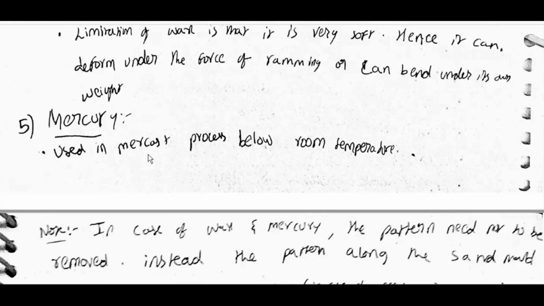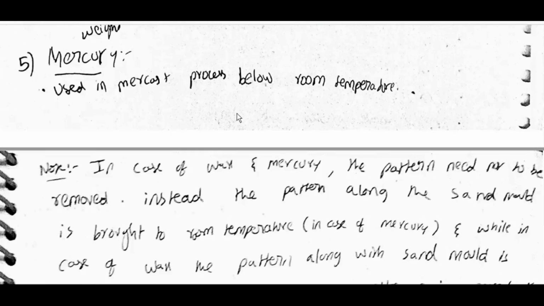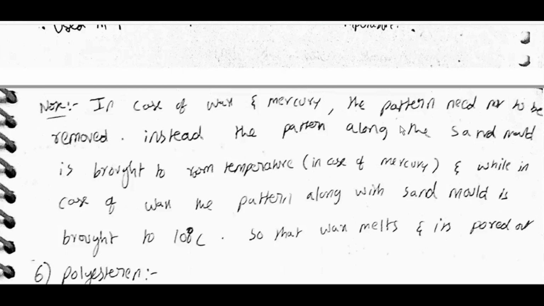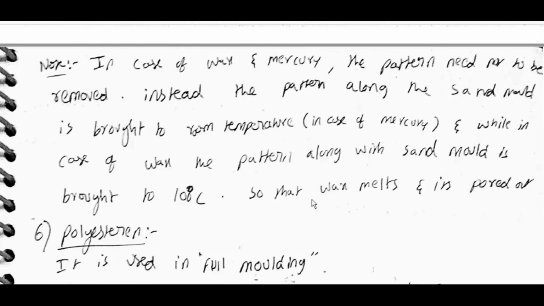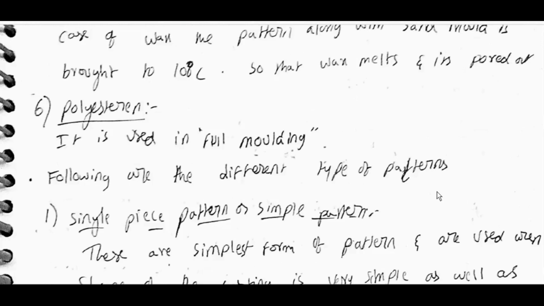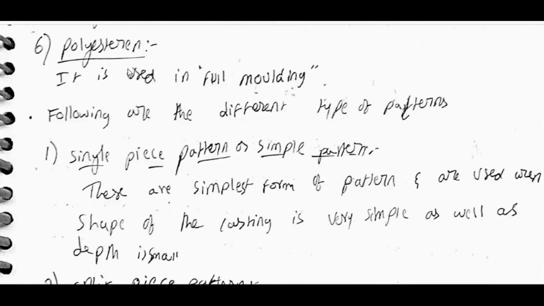Mercury is used in the mercast process below room temperature. Note, in case of wax and mercury, the pattern need not be removed. Instead, the pattern along with the sand mold is brought to room temperature in case of mercury, while in case of wax, the pattern along with the sand mold is brought to 100 degrees so that the wax melts and is poured out. Polystyrene is used in full mold casting.